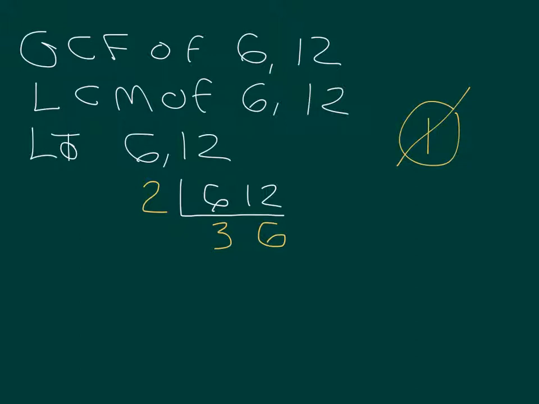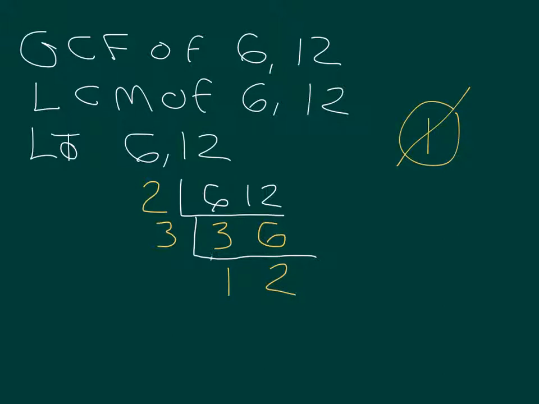Now what? Because other numbers can still go into both 3 and 6, I'm going to draw another upside down division bar and start the process all over again. What number can divide into both 3 and 6? I know 3 can. 3 goes into 3 one time, and 3 goes into 6 two times. And there we go.